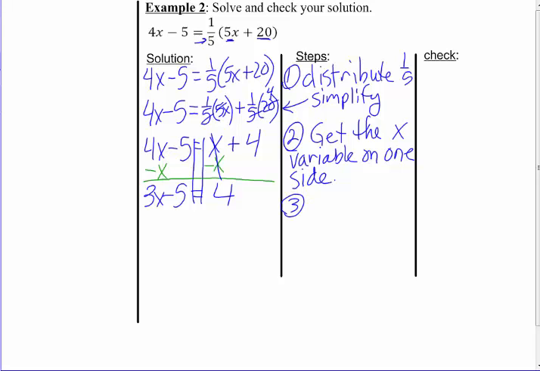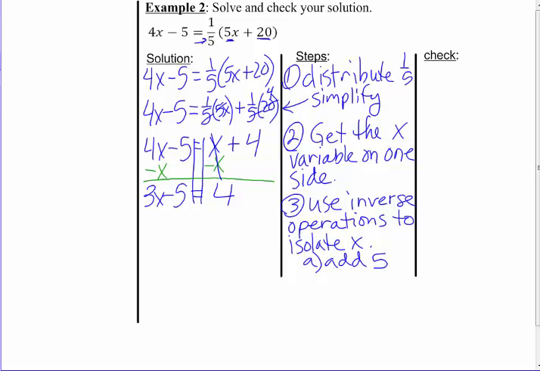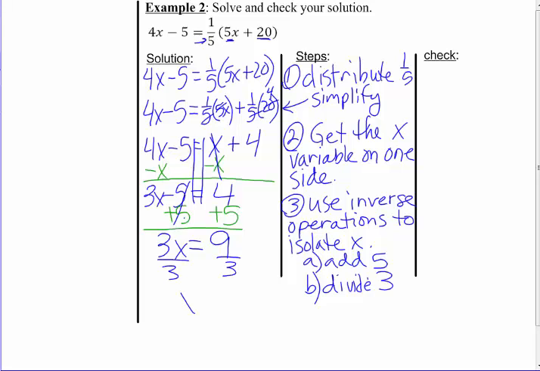Now, it's a two-step problem again. So use inverse operations to isolate x. First step to doing that is to add 5. So we'll add 5 on the left and the right. So negative 5 and a positive 5 is 0. 3x equals 4 plus 5 is 9. The next step is to divide 3. So divide by 3 on both sides. X equals 3.